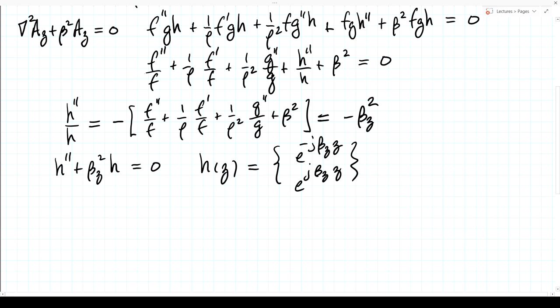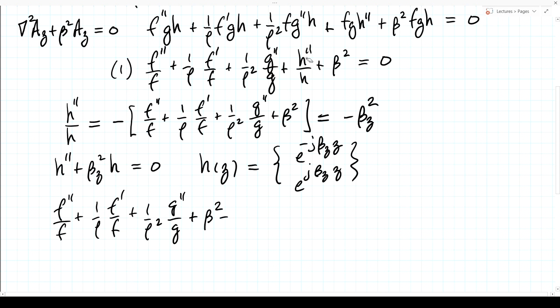So now we can go back up to equation number one here and plug in that h double prime over h is minus beta z squared. Okay, so what do we get then? Let's rewrite that. That's f double prime over f plus 1 over rho f prime over f plus 1 over rho squared g double prime over g plus, we've got a beta squared there, and then a minus beta z squared there. That's equal to 0. Let's call that now equation 2.